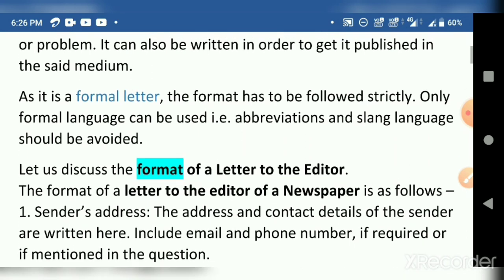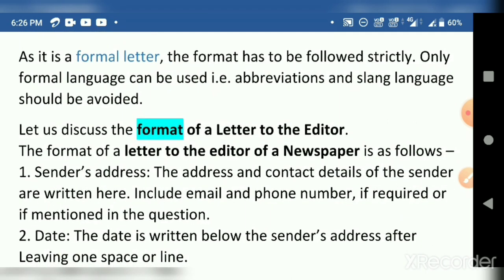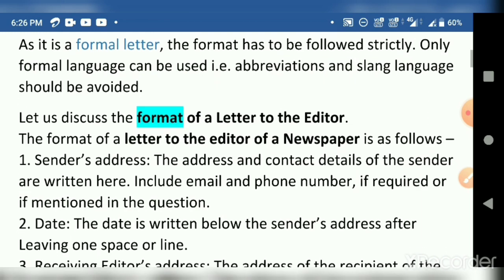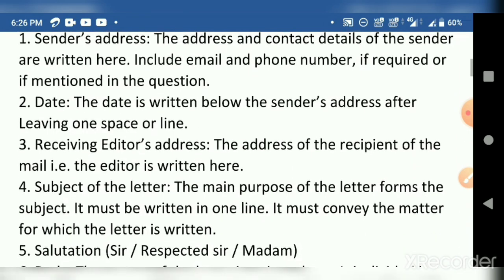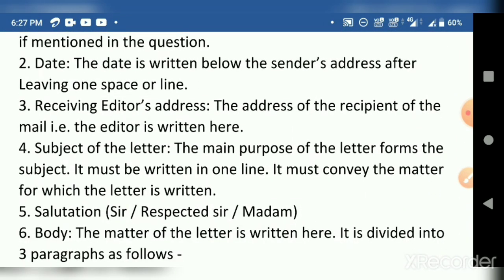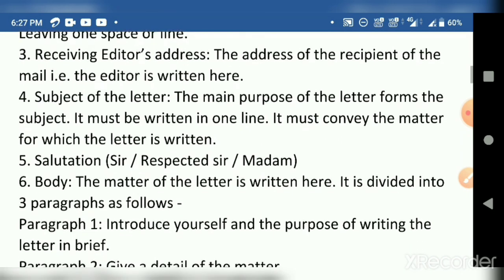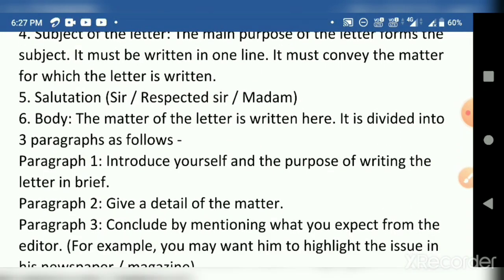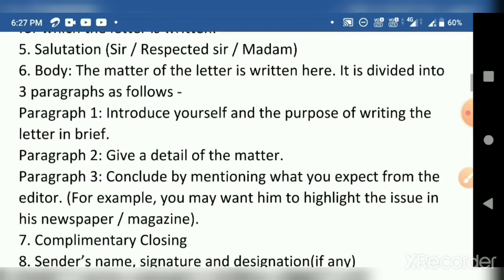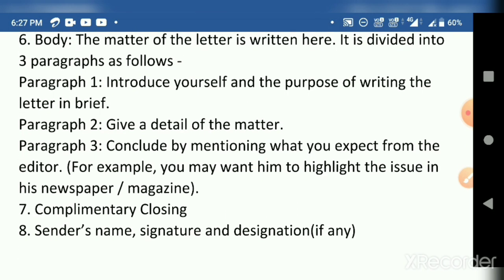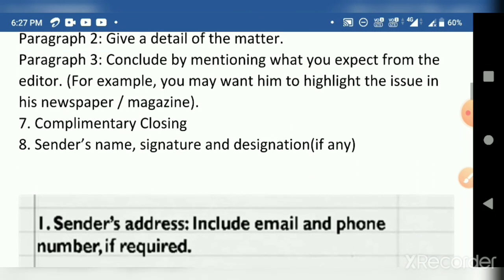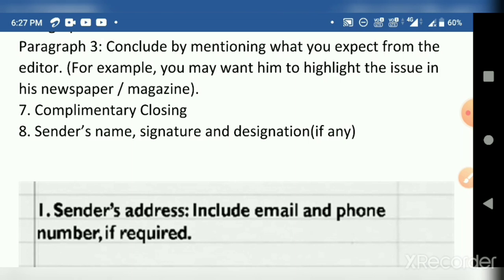Only formal letter language can be used; abbreviations and slang language must be avoided. Let us discuss the format of this letter. Sender's address in the beginning, then date, receiver's address, that is the editor's address, subject of the letter, then salutation, then the body at the sixth point, and it should contain at least three paragraphs, or the paragraphs can be made according to yourself. Then complimentary closing and sender's name and signature, that is the subscription.